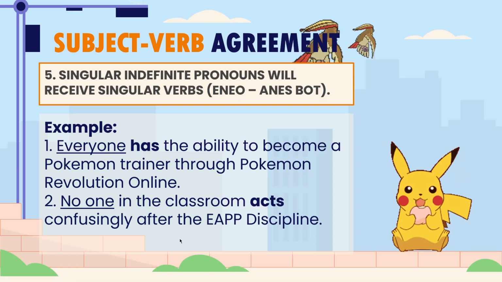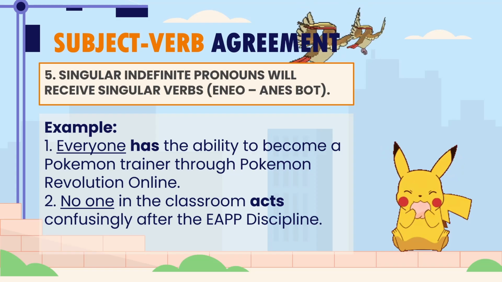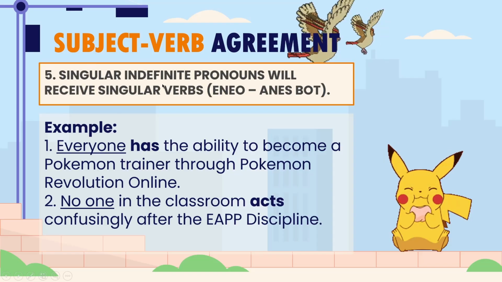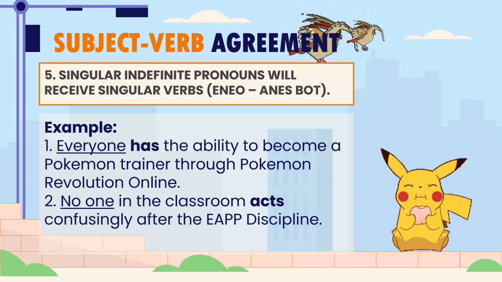Okay, sorry. So, for our E, it stands for each, N stands for none, E for every, O for one. Then, Anes, A stands for any, N for no, E for every, and S for some. And bot stands for B for body, O for one, and T for thing. So, pag may nakita kang ganyan sa sentence, so again, it is called singular indefinite pronouns. We will always take a singular verb.